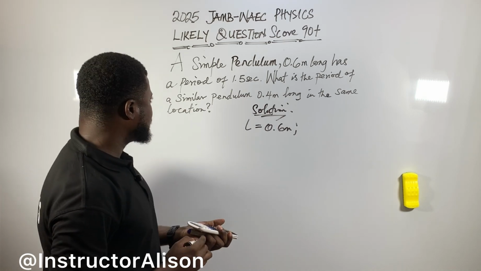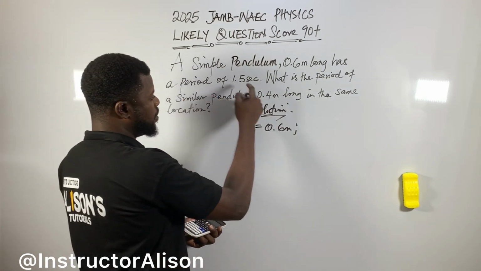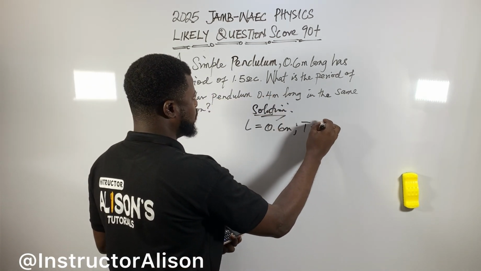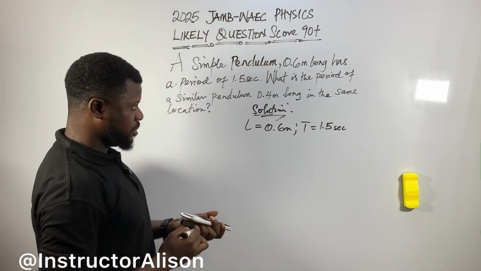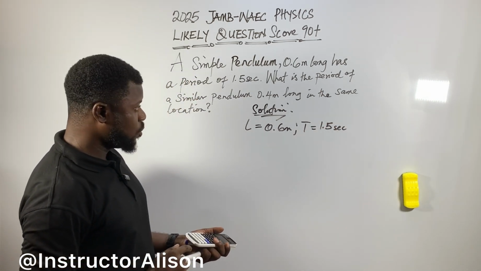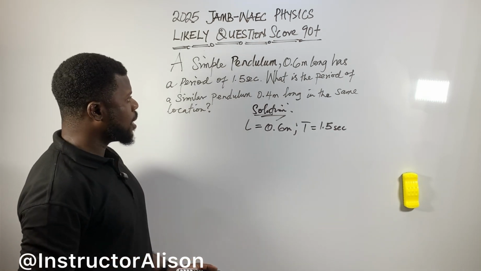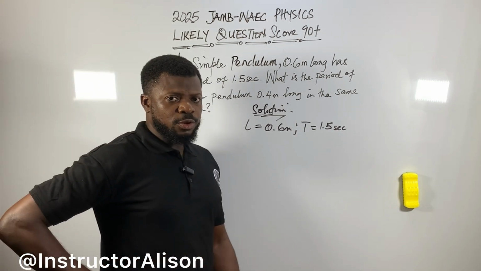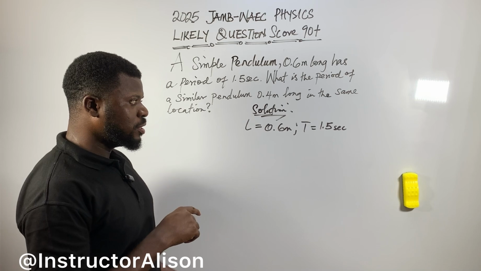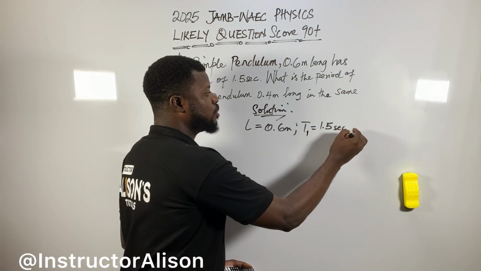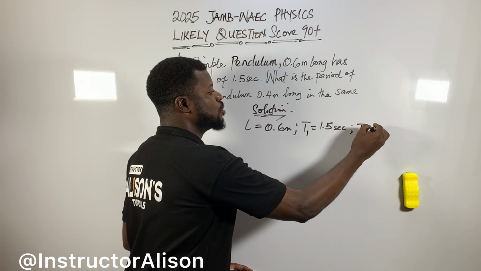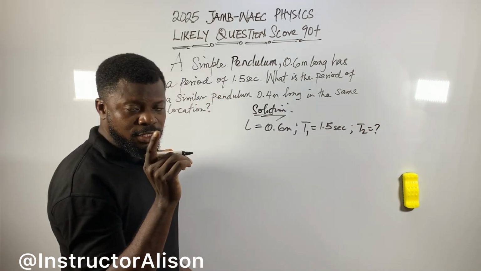A watch has a period of 1.5. Capital letter T is the period here, and I will use T as the period: 1.5 seconds. Then they ask me to find a period. They don't give the period, they say find the period. So this one will be T1, then when they say find the period again, that one will be T2. You get the gist.